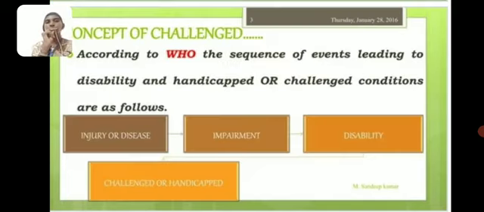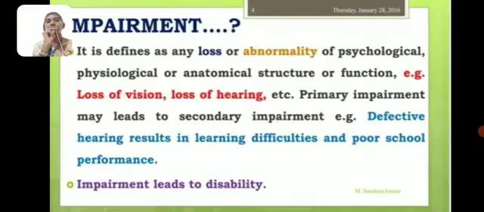Concepts of challenged. According to WHO, the sequence of events leading to disability and handicapped or challenged conditions are as follows: injuries or disease, impairment, disability, challenged or handicapped. First, we see about impairment.